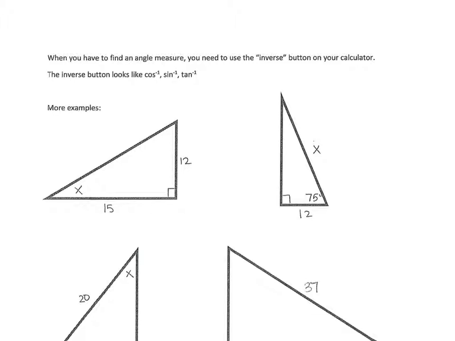Usually you have a cosine button, and above it in a different color it'll say cosine inverse, or cosine to the negative 1. I didn't write that very well, but it's cosine inverse. To get this button, you have to press second on your calculator, and I'll show it more in class.